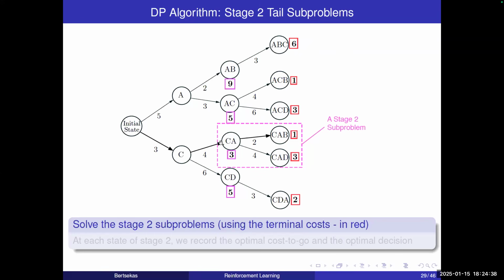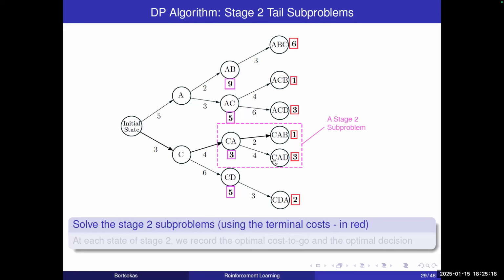Now for the problem involving 2 stages, let's consider the optimal cost to go starting from this partial schedule CA. We have 2 options. One is to schedule B, which costs 2. And after we reach CAB, only D remains, and applying schedule D after B would cost 1. So the total cost would be 2 plus 1.